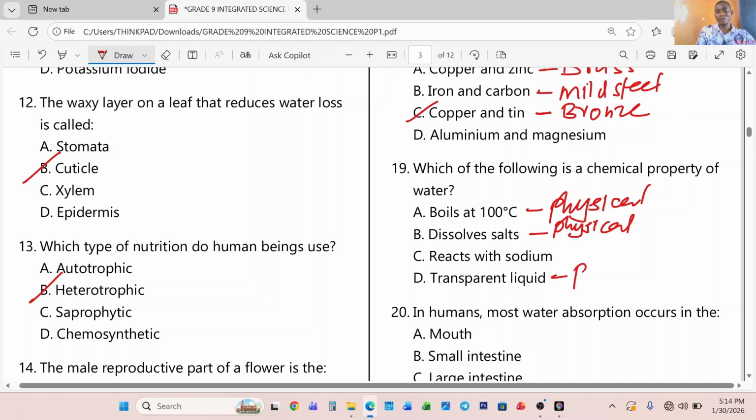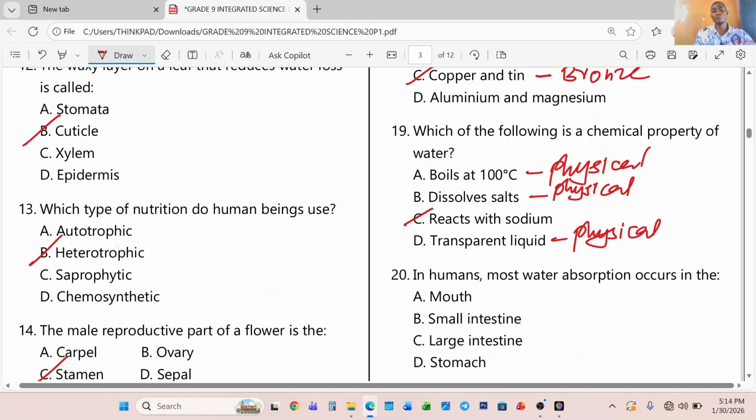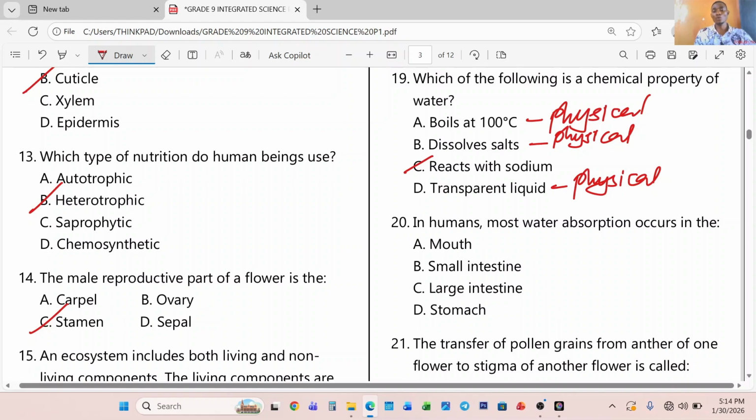Also, the color is a physical property. So the correct answer to this question is water reacting with sodium. That's a chemical property reaction. In humans, most water absorption occurs in.